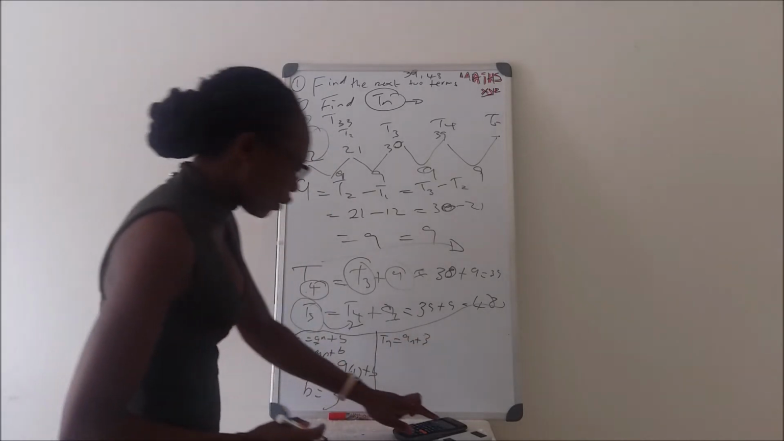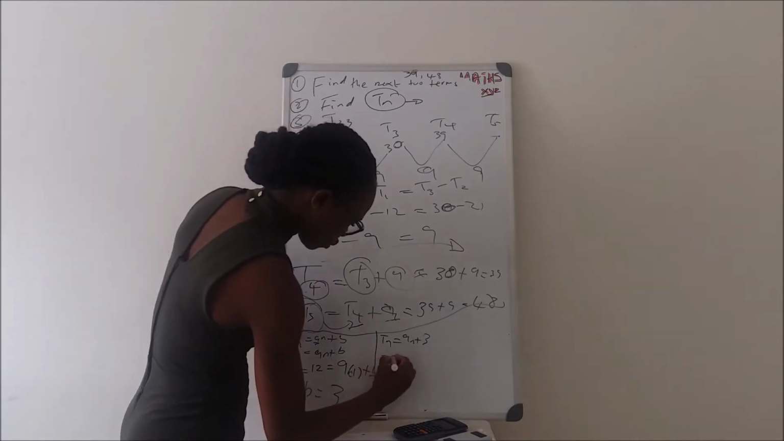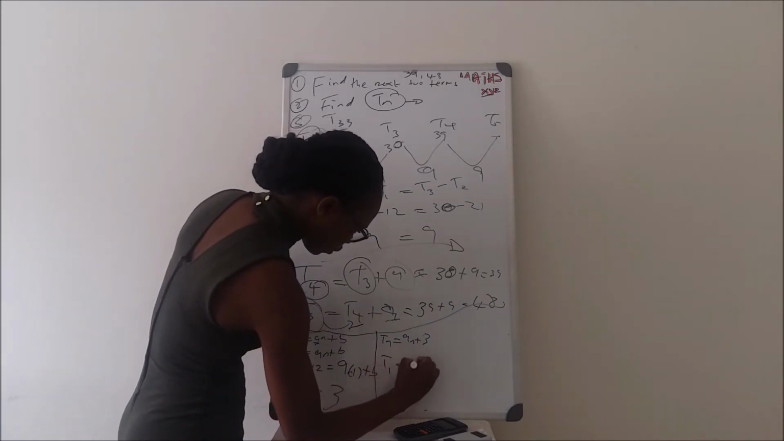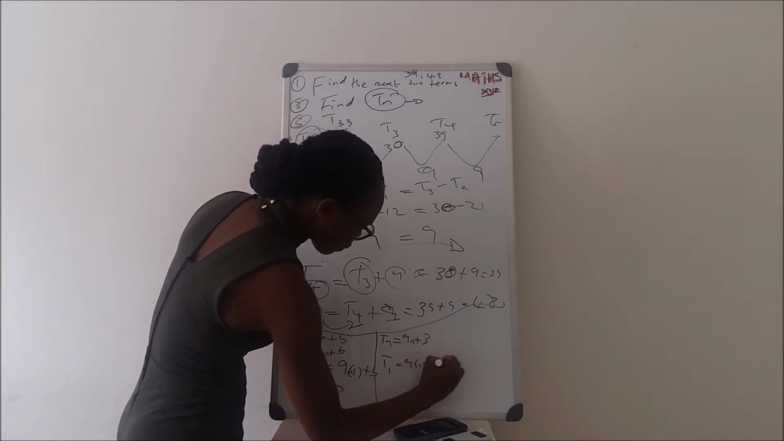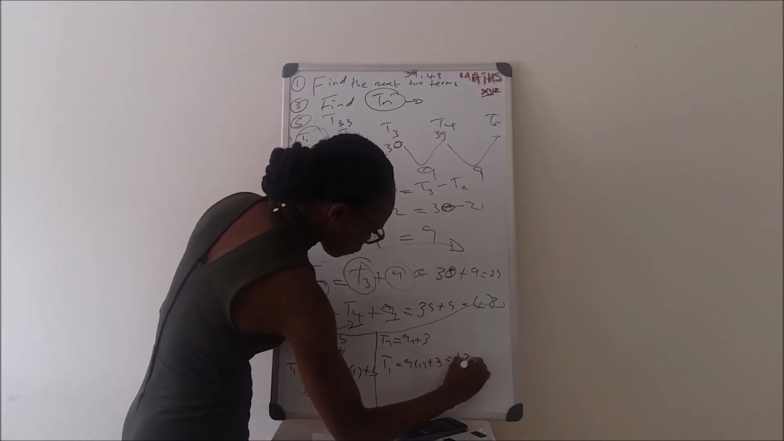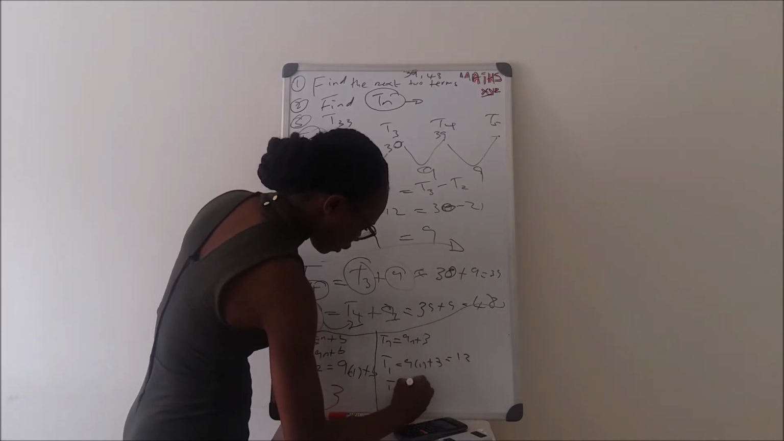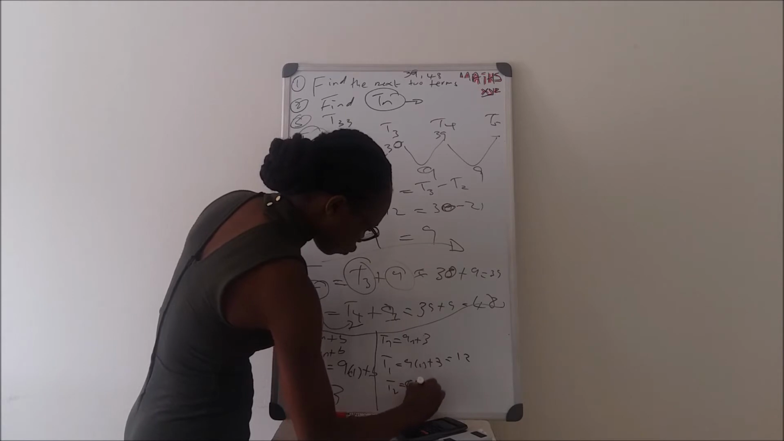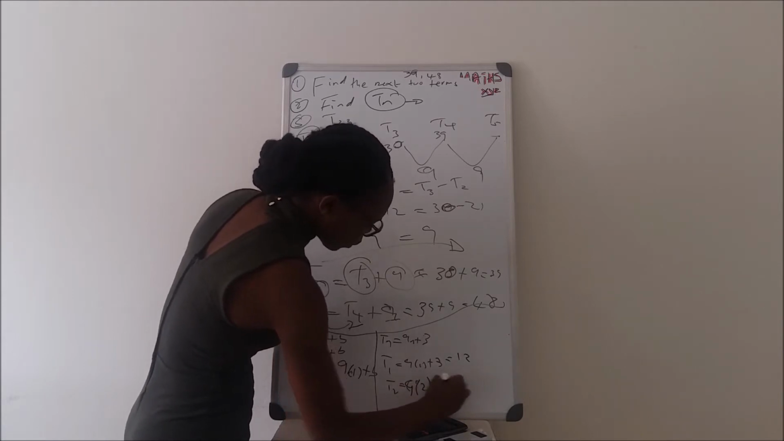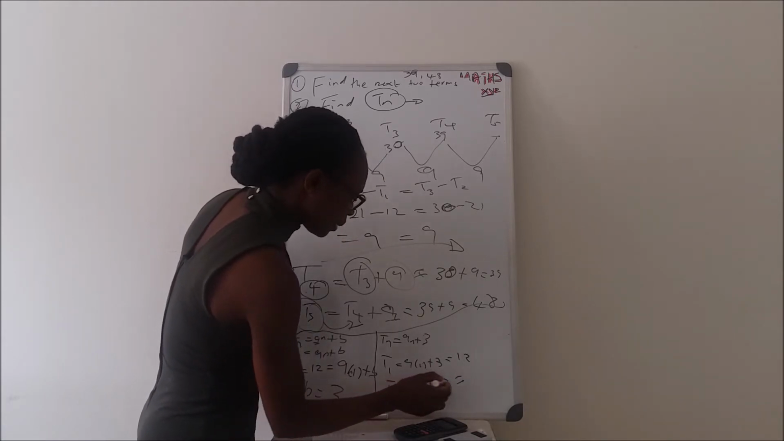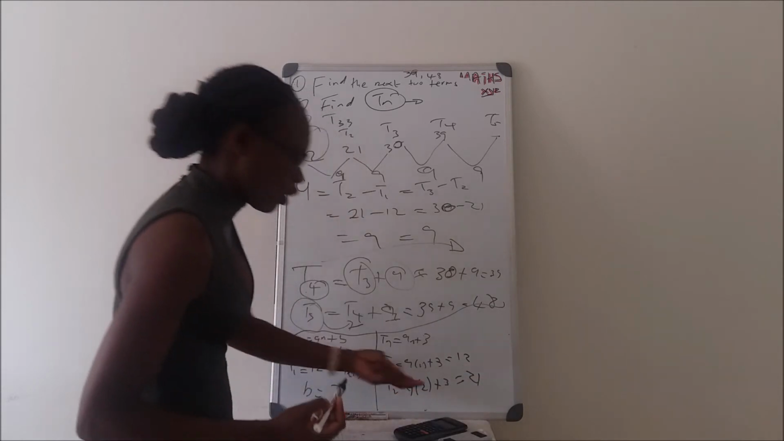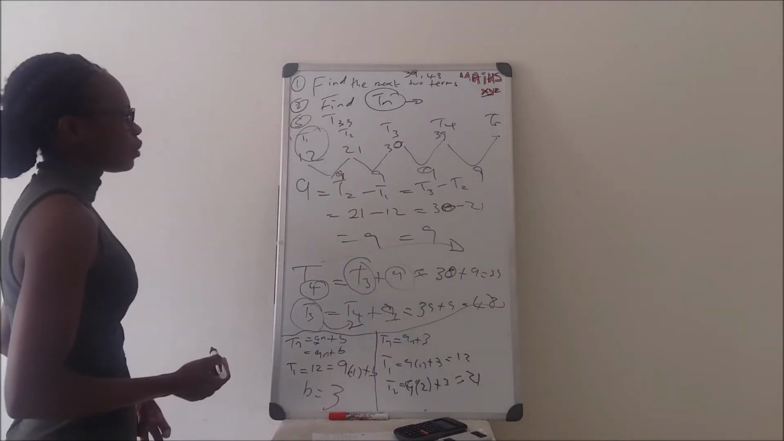Alright, to find out if this equation is correct, we say T1 equals 9 into 1 plus 3. This will give us 12. And T2 equals 9 into 2 plus 3, which is 18 plus 3, equals 21. So it is correct because we have already found the first two numbers.